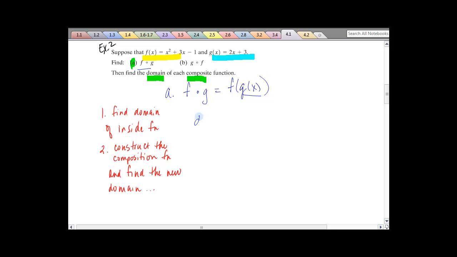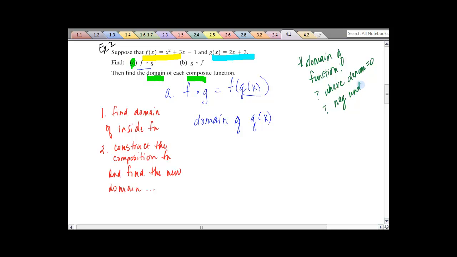So the domain of g of x is going to be, remember when we talked about domains several chapters back, when I'm talking about the domain of a function, let me write this down over here. I'm really interested in fractions, so I want to look for a denominator. And I want to look for a negative under a radical.